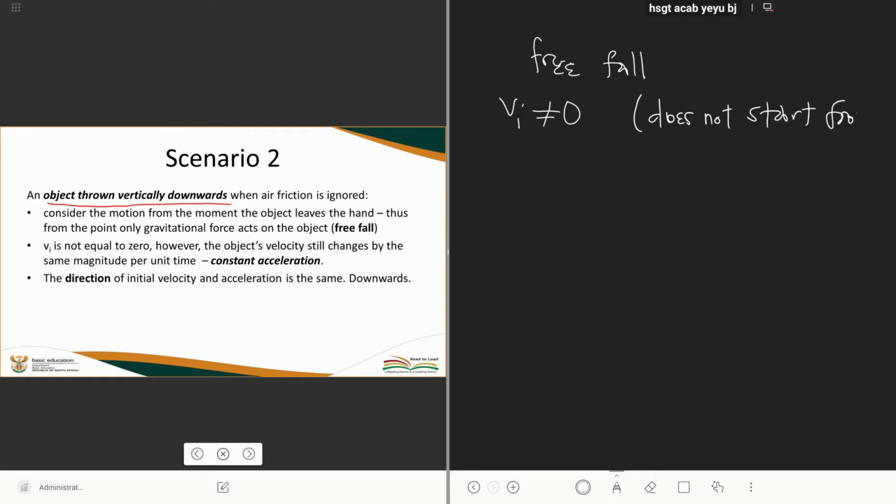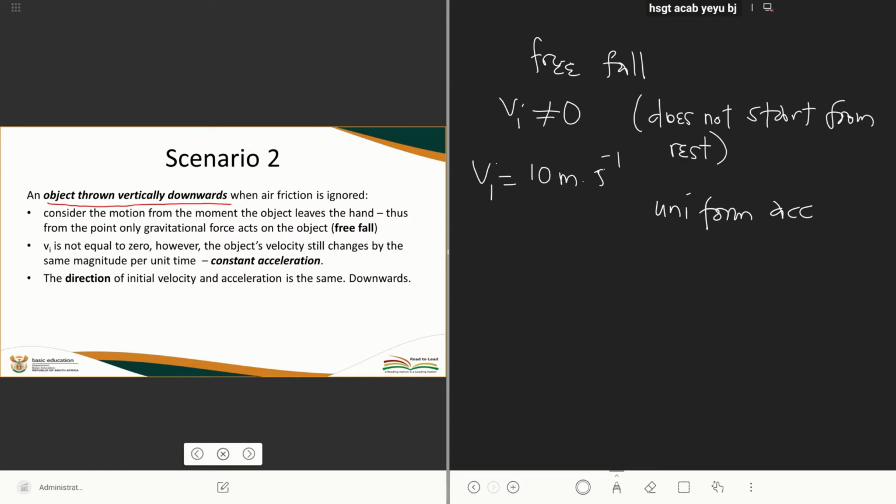So that's the key idea. The object does not start from rest. For that reason, the initial velocity cannot and will not be 0. Let's say, for argument's sake, we throw it down at 10 meters per second. What are we saying? And then this object undergoes uniform acceleration.